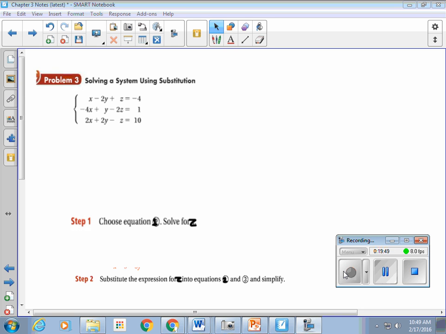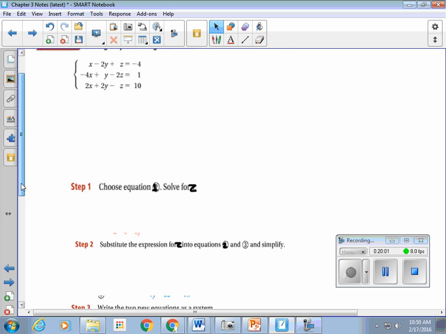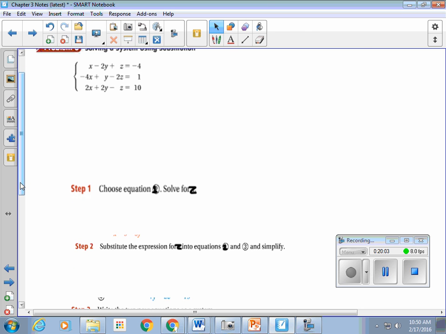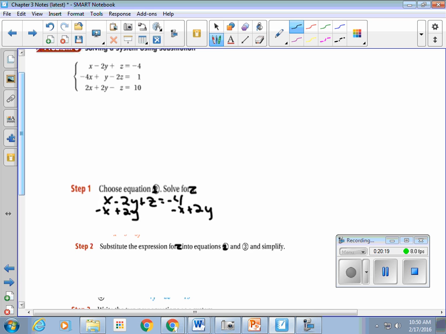Solving a system using substitution. So you can solve this using elimination. That's all right. No problem. But we're going to use substitution. So I'm going to choose equation 1, and I'm going to solve for z. So we have x minus 2y plus z equals negative 4. So to get z by itself, I minus x, and I add 2y to both sides. So I get z equals negative x plus 2y minus 4.